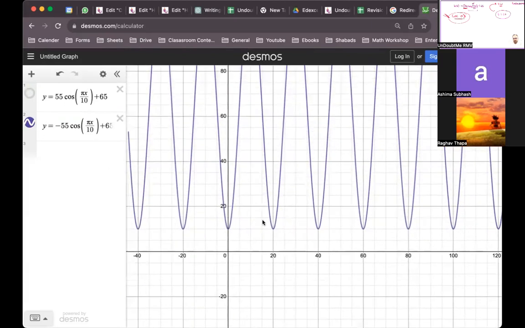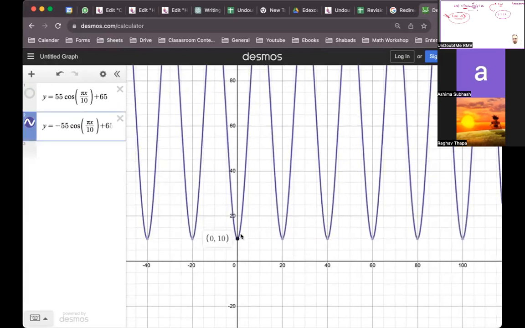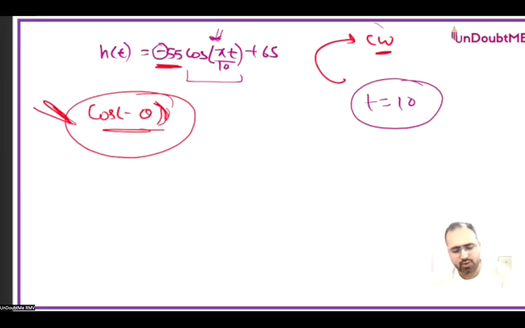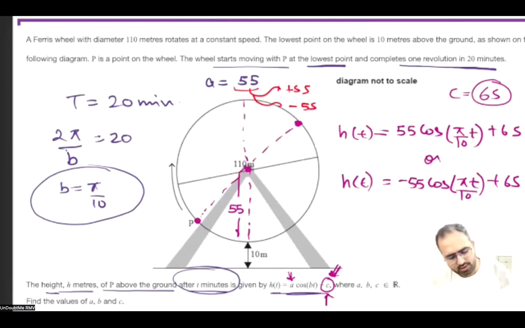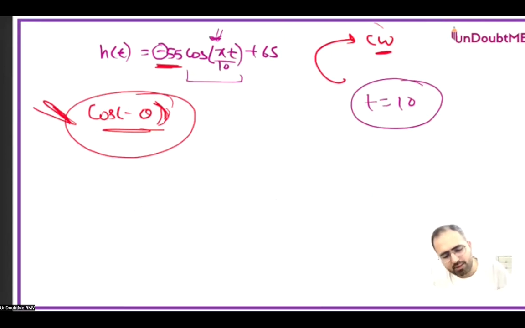Now, what we need to understand is that the start point of this Ferris wheel, if I go back to the question, is when it is starting. So this point is at 10. To justify the value of amplitude, what I can do is, at t equal to 0, the value of height is 10. I can do it like that also. So let's say I don't know the amplitude.